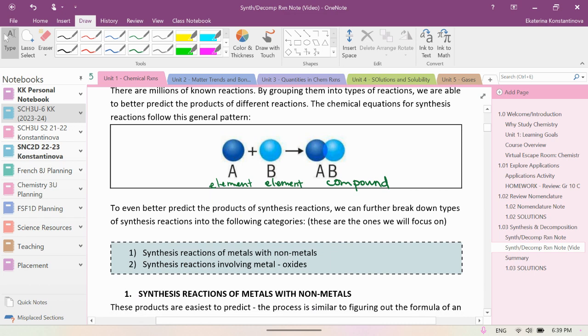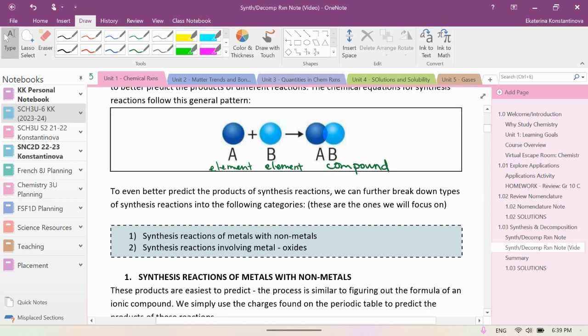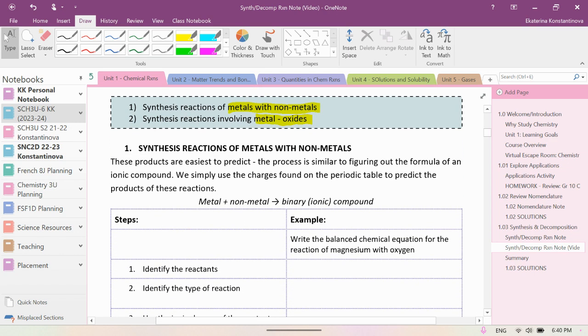To even better predict the products of synthesis reactions, we can further break down types of synthesis reactions into the following categories. These are the ones we will focus on. There are synthesis reactions of metals with nonmetals, and then specifically we will see synthesis reactions with metal oxide or metallic oxides. So first, let's take a look and do a review of grade 10.